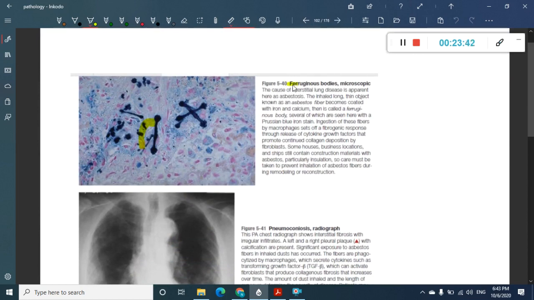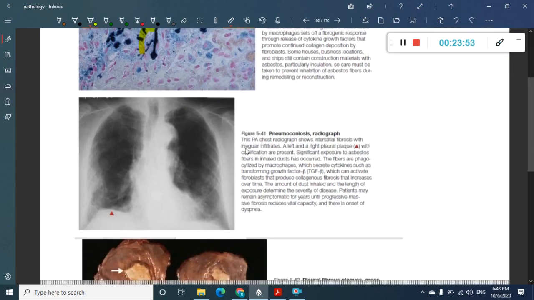Robbins. So here you see ferruginous bodies which are seen. So these are the ferruginous bodies. See, these are the dumbbell-shaped ferruginous bodies which are due to asbestosis. Okay, now what is this? This is an X-ray of pneumoconiosis.